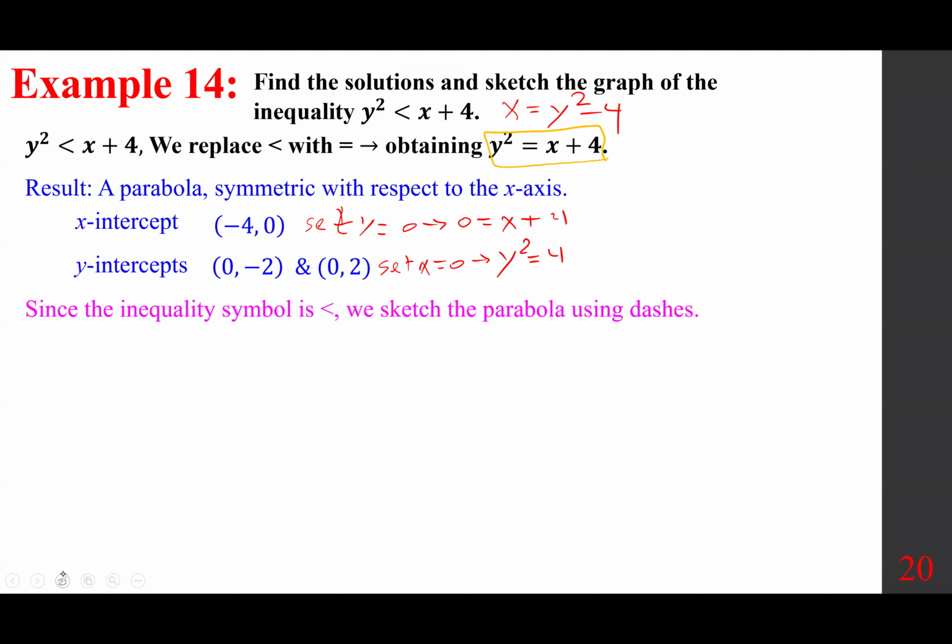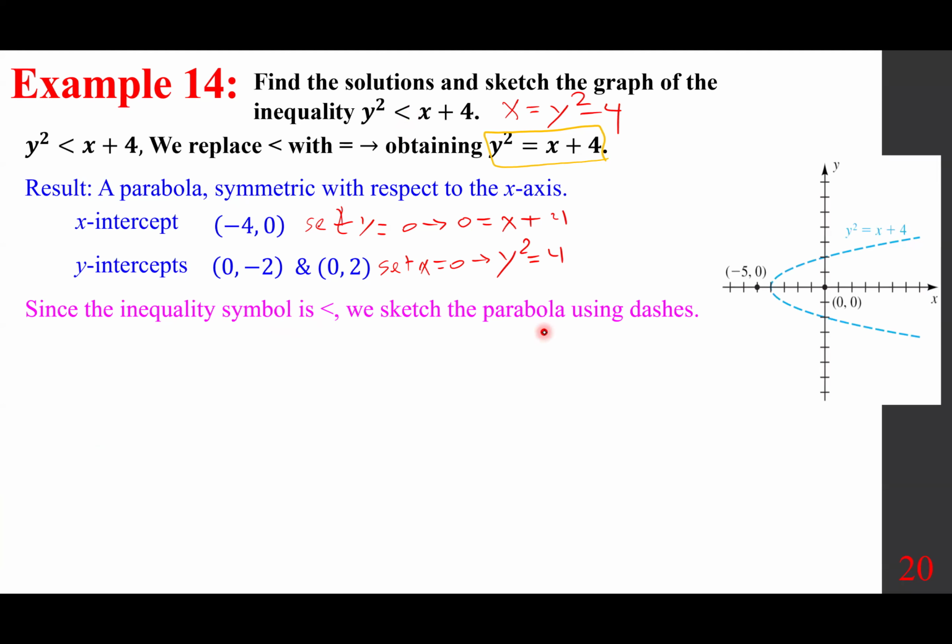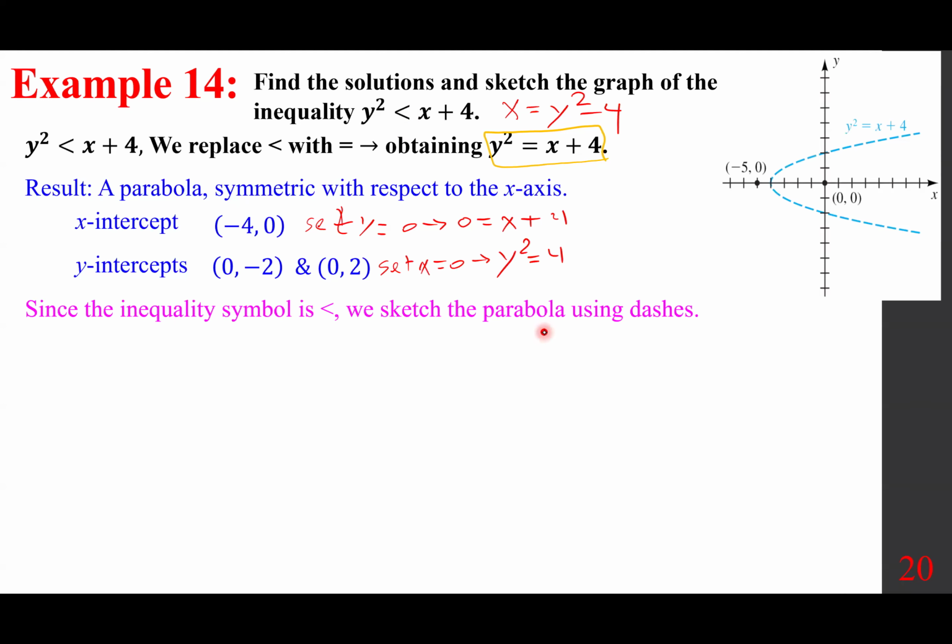And since the inequality is simply less than, we don't have the equality, so we have to go with a dashed parabola. It's a dashed parabola. All you have to do is pick a test point. You can plug in 0, 0 into this one. If it works, inside is the solution. If it doesn't work, outside is the solution. I'm going to go over what they want you to do, but right here I would just check 0, 0. So I want to tell you how I would finish it right away.